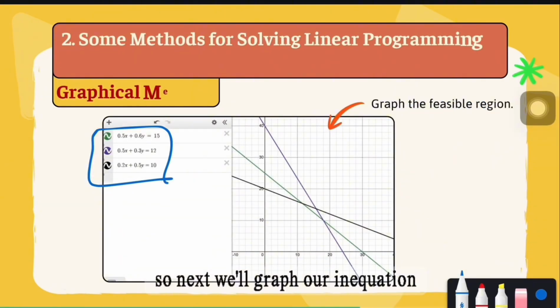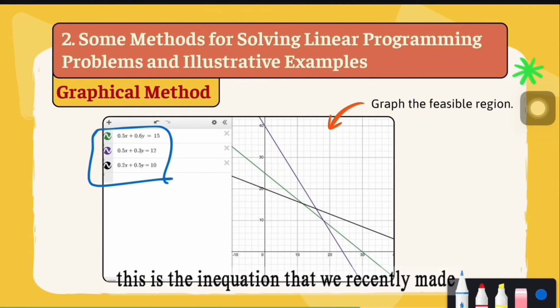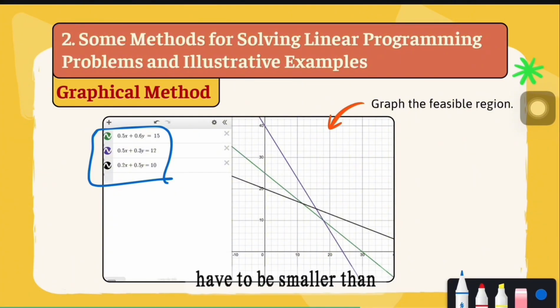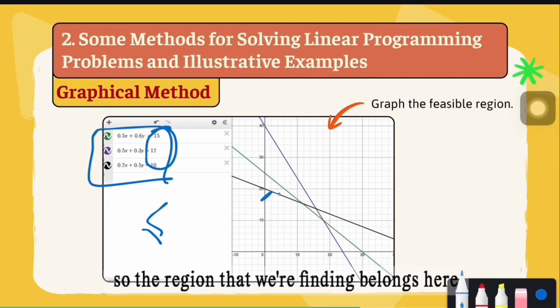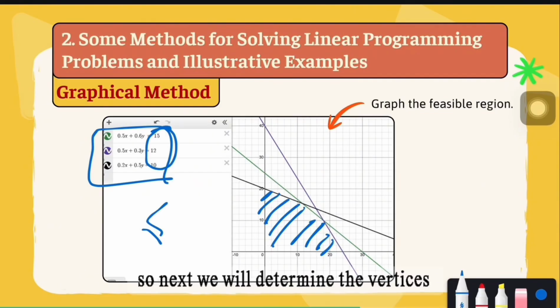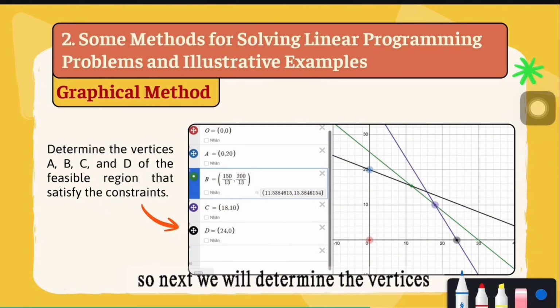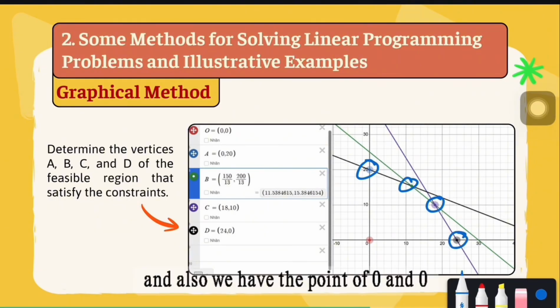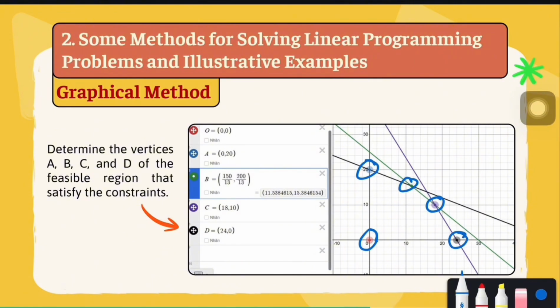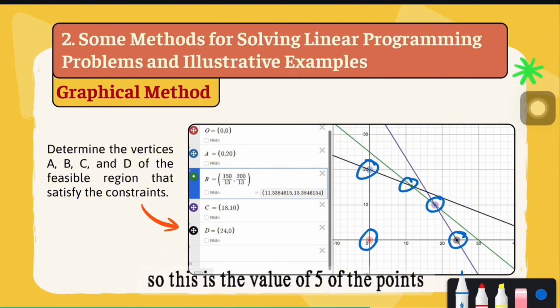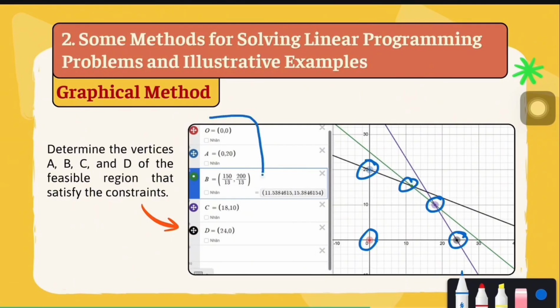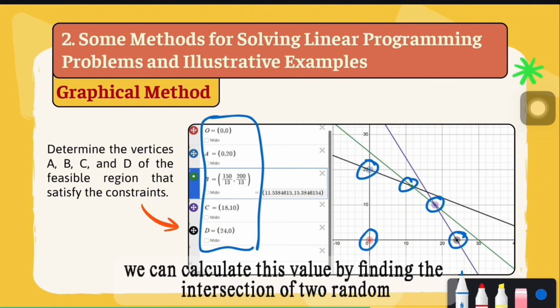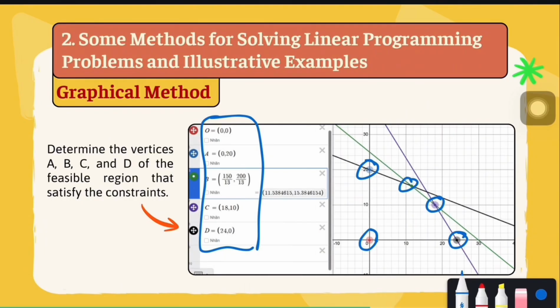So next, we'll graph our inequalities. These are the inequalities that we recently made. And we notice that all the ingredients have to be smaller than or equal to these numbers. So the region that we're finding belongs here. So next, we will determine the vertices A, B, C, and D. And also we have the point of 0 and 0. Okay, so these are the values of the 5 points. We can calculate these values by finding the intersection of two inequalities.